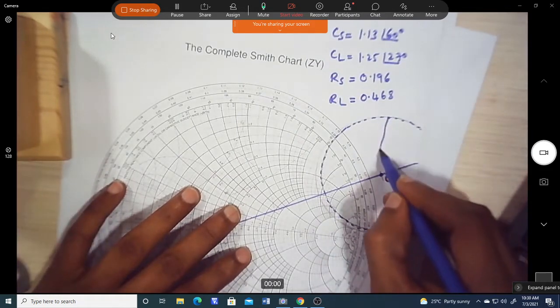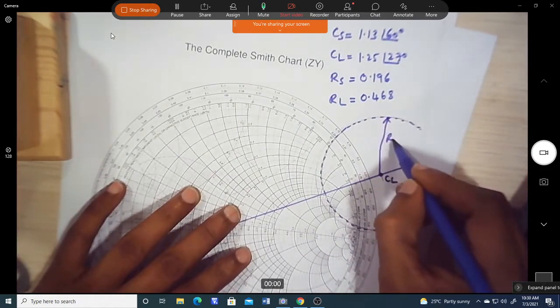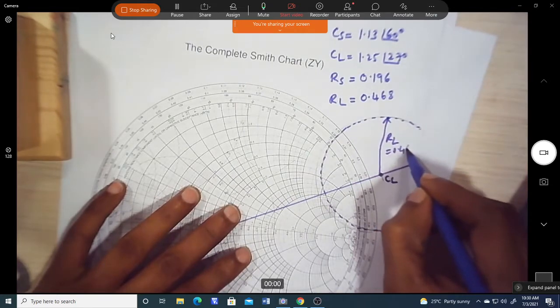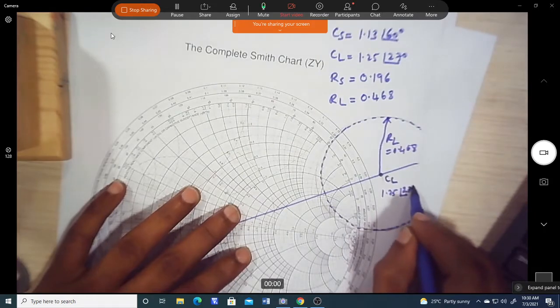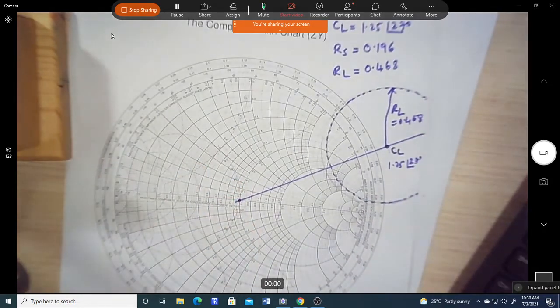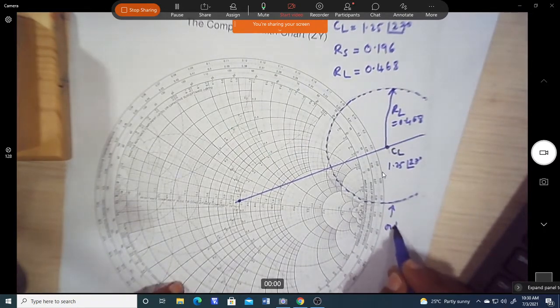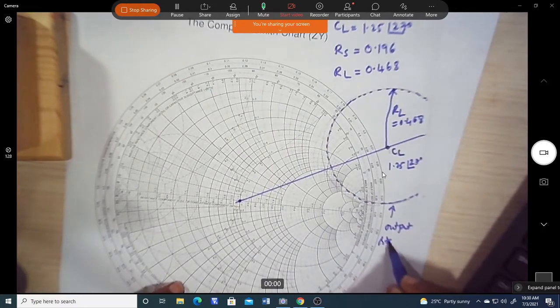So this is the radius RL, which is equal to 0.468, and CL is 1.25 at an angle of 27 degrees. So now is it clear how to draw the output stability circle? Any doubt? Anybody any doubt how to draw the output stability circle? So this is your output stability circle.